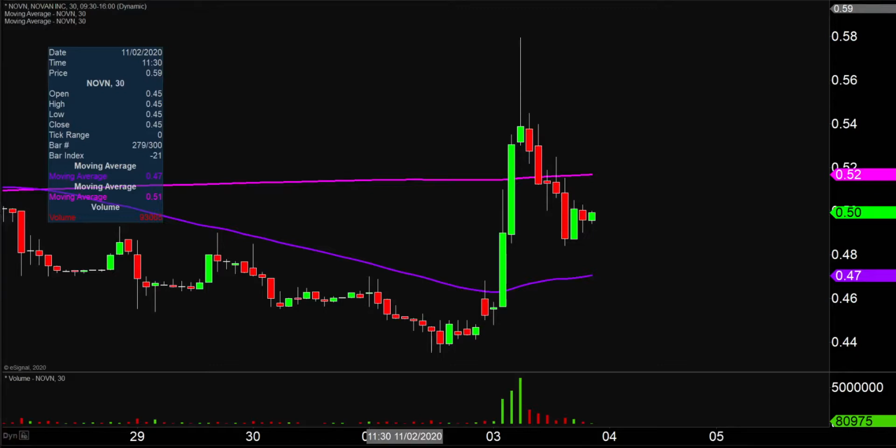Quite the eventful day in this one, not only from the price action standpoint, but you look down here at the volume and well above average volume on the day. So a lot of eyeballs on this one moving forward.